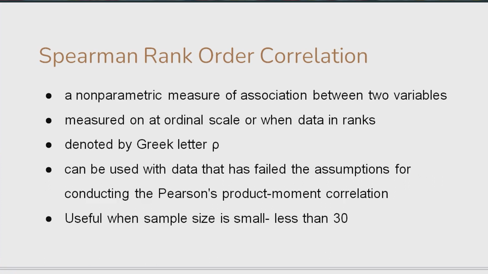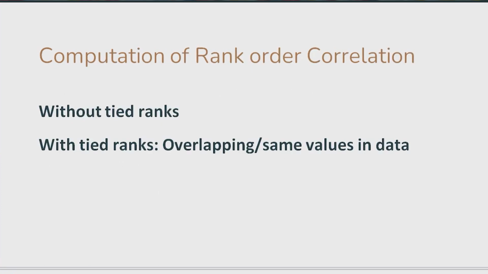It is denoted by the letter rho. So when your data does not fulfill the assumption of normal probability curve also, then you can use the Spearman correlation, and when your sample size is less than 30, that's why it is called a non-parametric measure, then also you can use the Spearman rank order correlation. So let's see what we do.